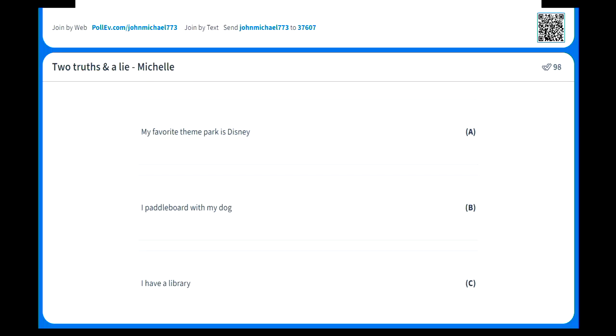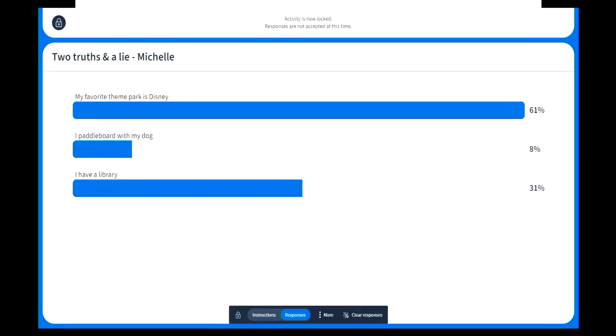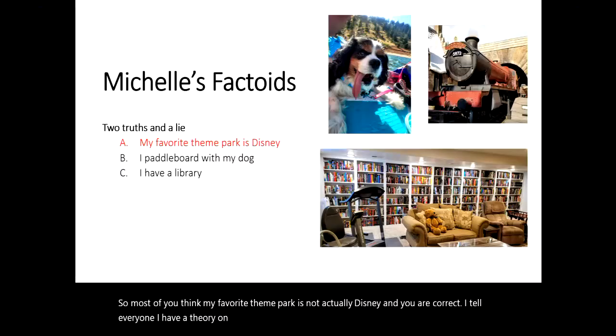All right, we'll go with that. So, most of you think my favorite theme park is not actually Disney, and you are correct. I have a theory on this, but first I'll just show you pictures.